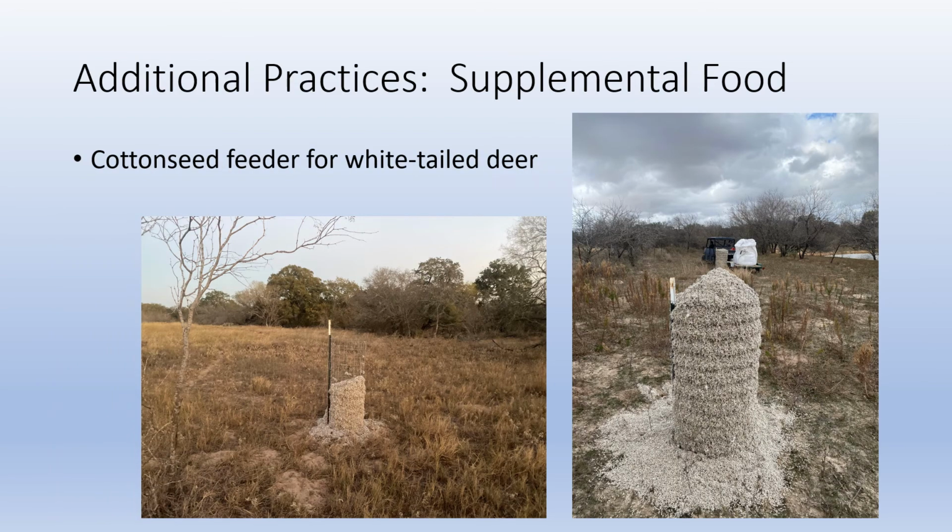Another practice I installed in the fall of 2020 was a cottonseed feeder for white-tailed deer. I chose cottonseed over corn for several reasons. One, the cottonseed feeder is not too far from my pond, and I do want to do some migratory bird hunting, dove and waterfowl hunting. Luckily, the cottonseed isn't an attractant for those species, so I can supplementally feed the white-tailed deer and not be affecting the migratory birds that I want to hunt.